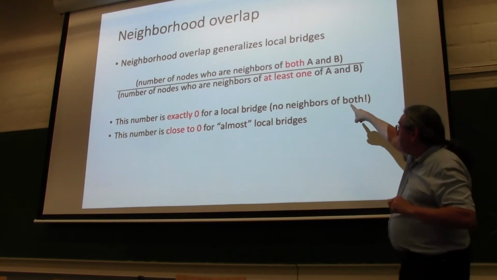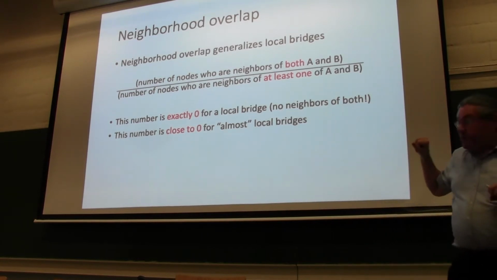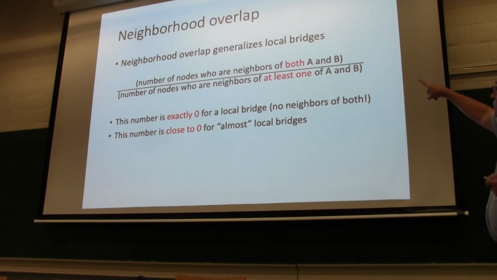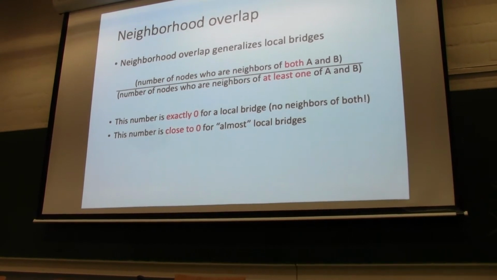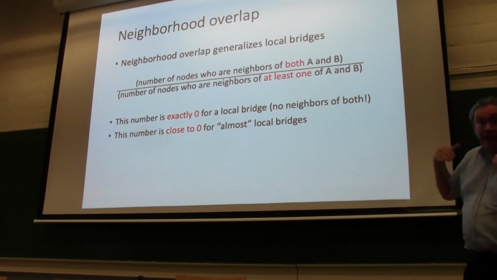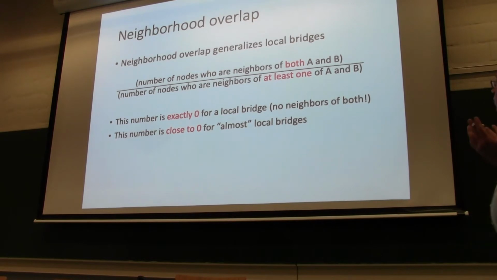So this is defined in terms of the graph. For nodes A and B, we take the number of nodes who are neighbors of both A and B, divided by the number of nodes who were neighbors of at least one.